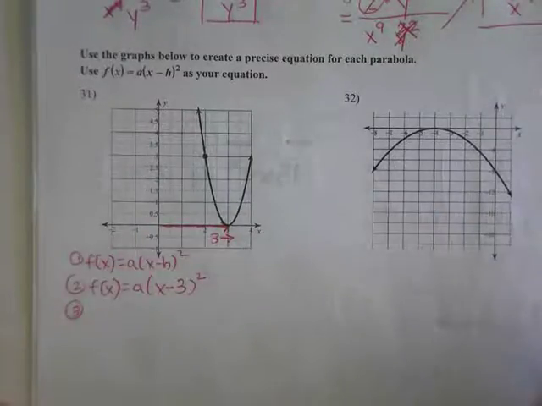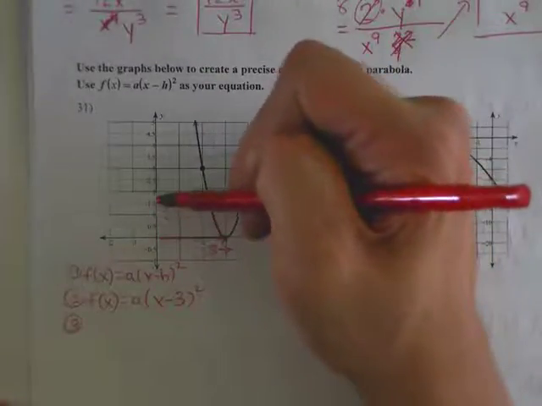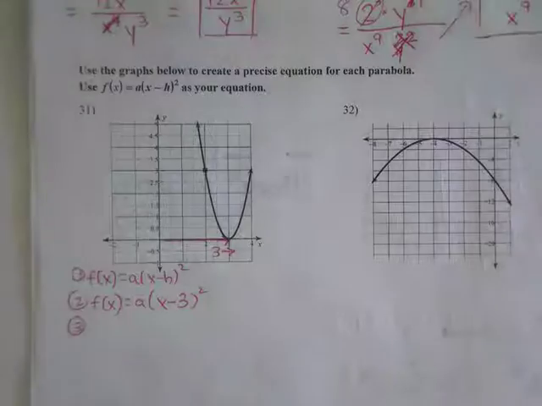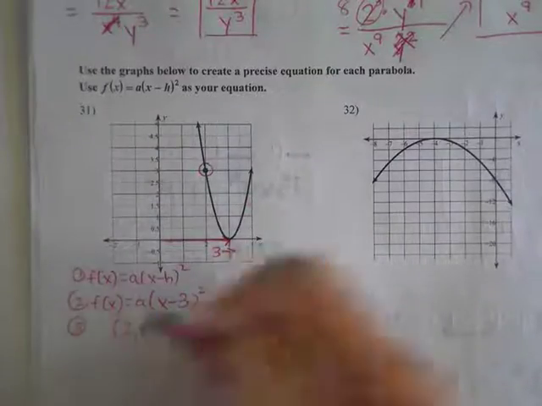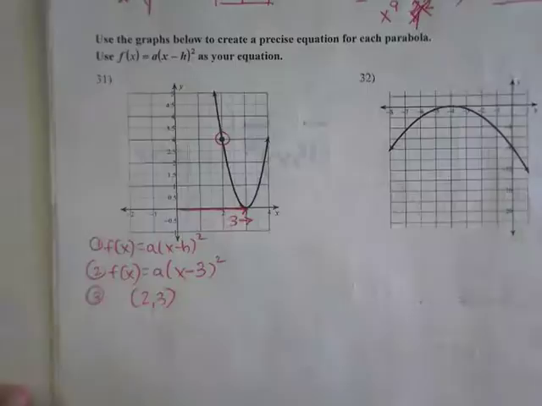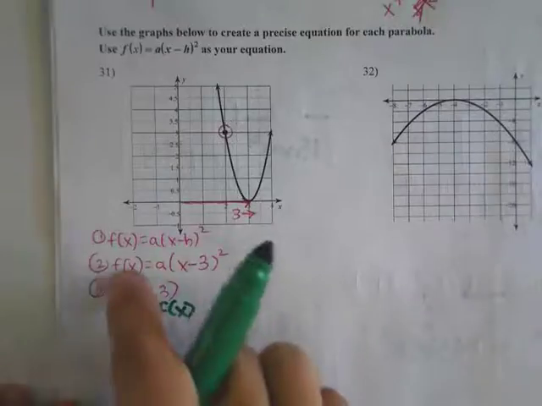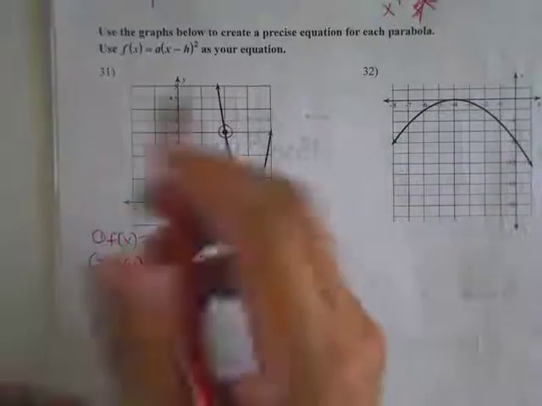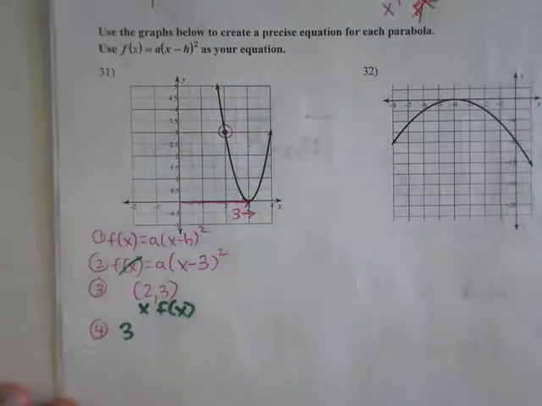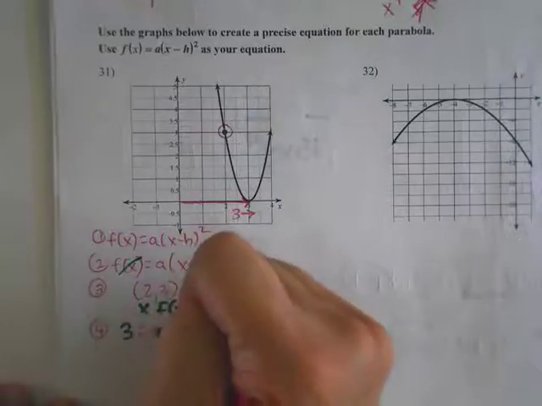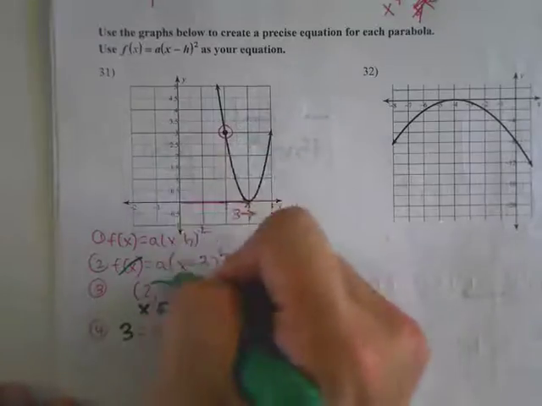Step 3, I want you guys to pick a y-intercept or a point on the parabola. Right now we're not given a y-intercept because the graph is not big enough, but at least we have a point 2, 3. Okay, this is your x and this is your f of x or your y value. So you're going to plug them in into the equation that you made on step number 4. Okay, so instead of writing f of x, you're going to write 3. 3 equals a times, so this is a times, and then your x value is 2.